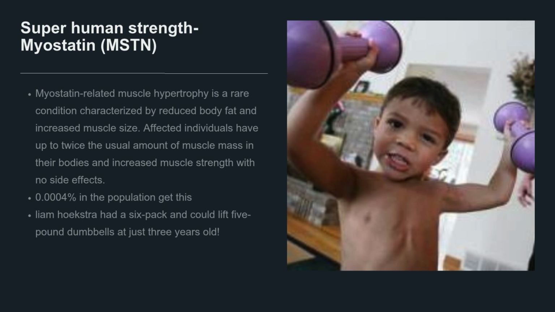Myostatin mutation is a rare condition that can reduce body fat and increase muscle size by approximately 2 times, like a superhuman with extraordinary strength. Only 0.0004% of the population have this condition. For example, Liam Hoekstra had a six-pack and could lift 5-pound dumbbells at just 3 years old.